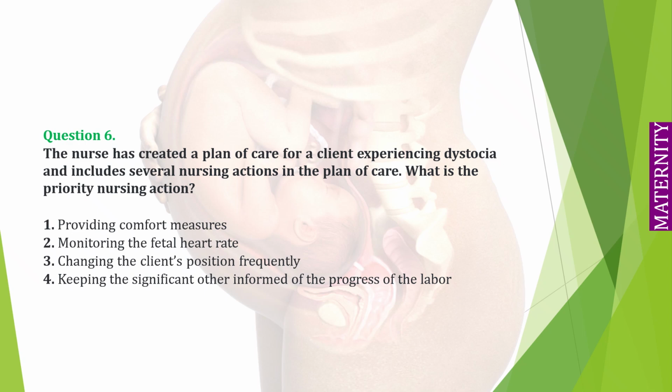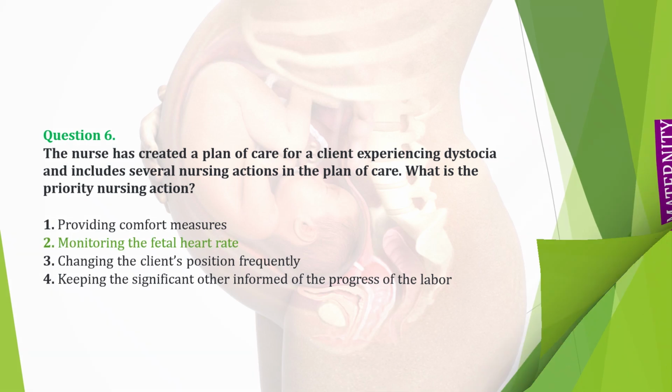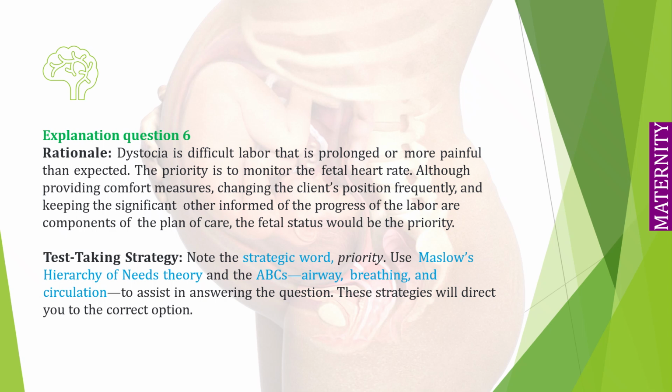Explanation question 6. Rationale. Dystocia is difficult labor that is prolonged or more painful than expected. The priority is to monitor the fetal heart rate. Although providing comfort measures, changing the client's position frequently, and keeping the significant other informed of the progress of the labor are components of the plan of care, the fetal status would be the priority.